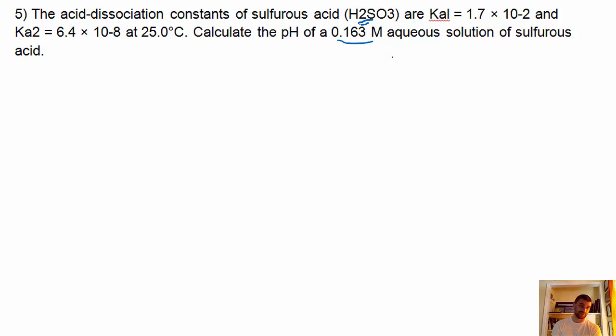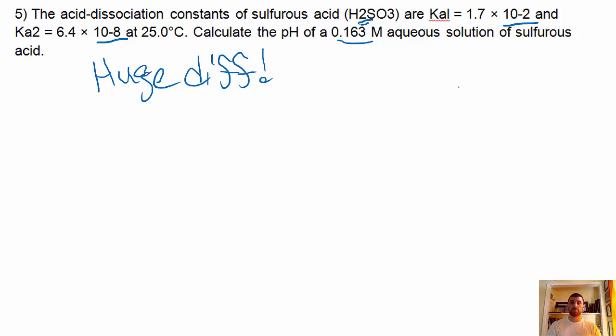All right, so I'm going to cheat a little bit. I'm looking at these numbers here, and I got 1.7 times 10 to the minus 2, and then the next number is 10 to the minus 8. So there's a huge difference, right? That's a million times difference in those Kas, which means most of my H plus is going to come from that first dissociation. That first H plus is going to come off. The next one's going to come off, but not nearly to the same degree as the first one. So I can cheat and just look at the first one.